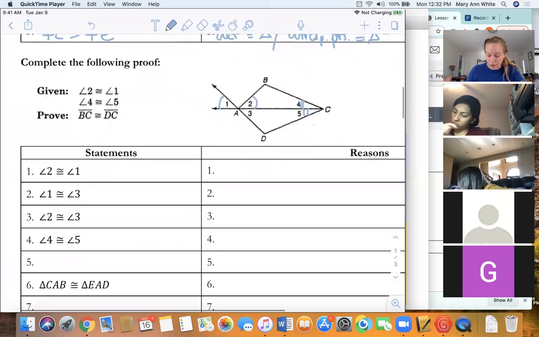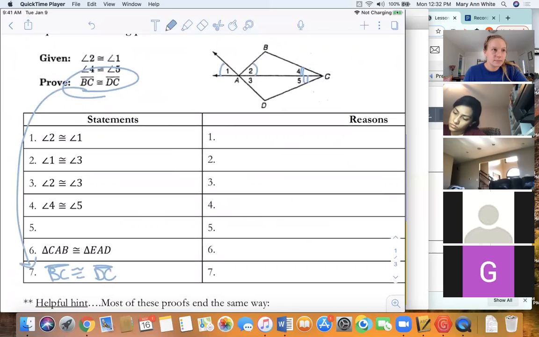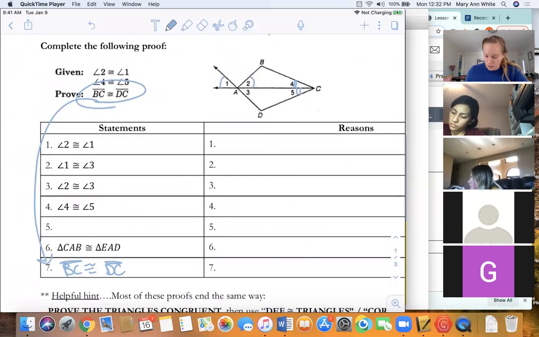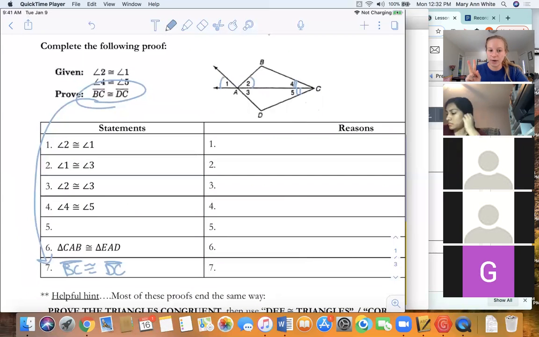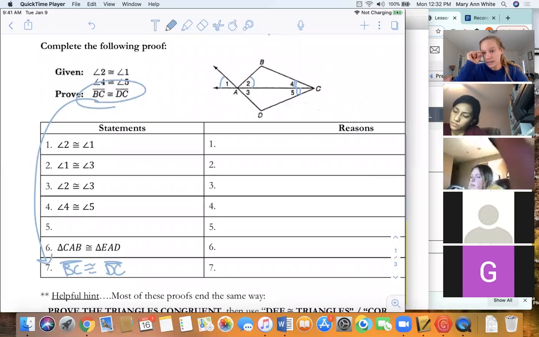And then it says I'm proving BC is congruent to DC. Okay, I have no idea what goes in step 5 yet, but I do know BC is congruent to DC goes at the end. That's my final destination, I guess. That's where I'm headed. All right, so I labeled my picture. I put in my prove in the last statement. Now I'm ready to do my reasons.